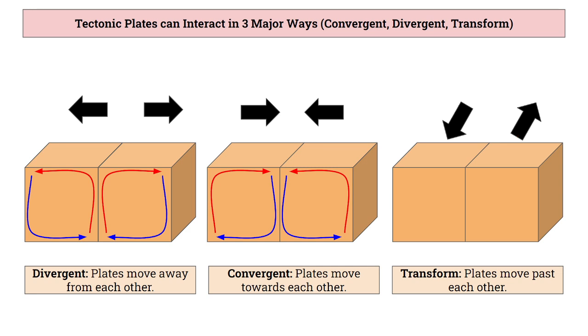Now we have names for these. If plates are moved away, we call them divergent. Plates that are moved towards each other, that is convergent. And if they slide past each other, we refer to that as transform.